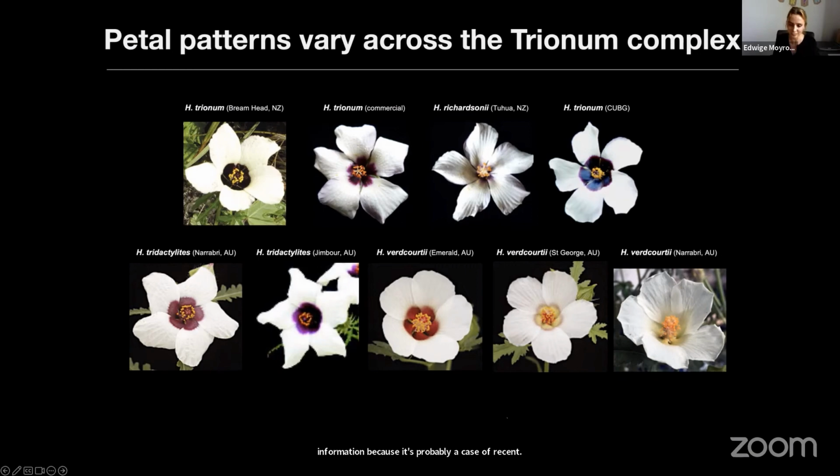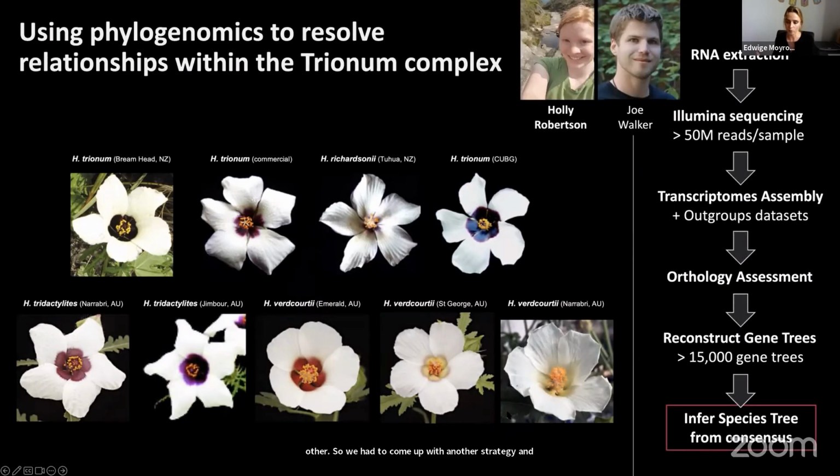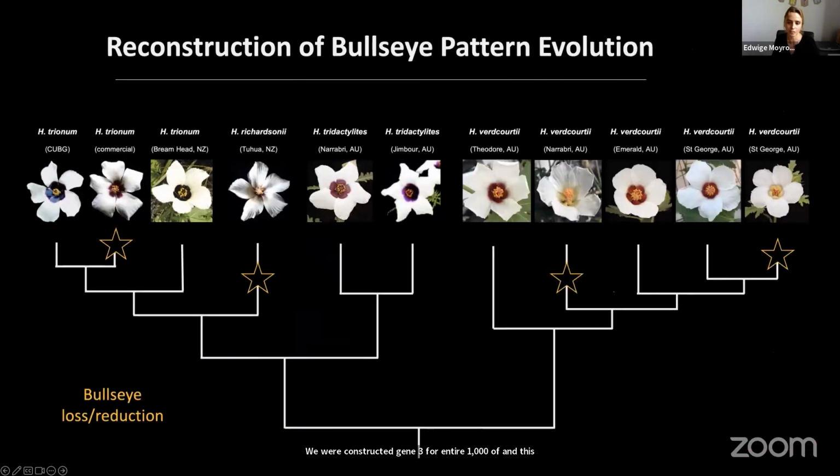So we had to come up with another strategy, and we used a genome-wide approach, so phylogenomic tools that allow us to extract meaning from the noise of the evolution of entire gene families. So we generated transcriptomes for these accessions, and instead of just generating a handful of gene trees, we reconstructed gene trees for thousands of orthogroups. And this really helped us figure out how these different species and populations were related to each other. I'm only showing you a cartoon depiction of the relationship. And now that we've got this relationship, we can investigate the evolution of the bullseye.